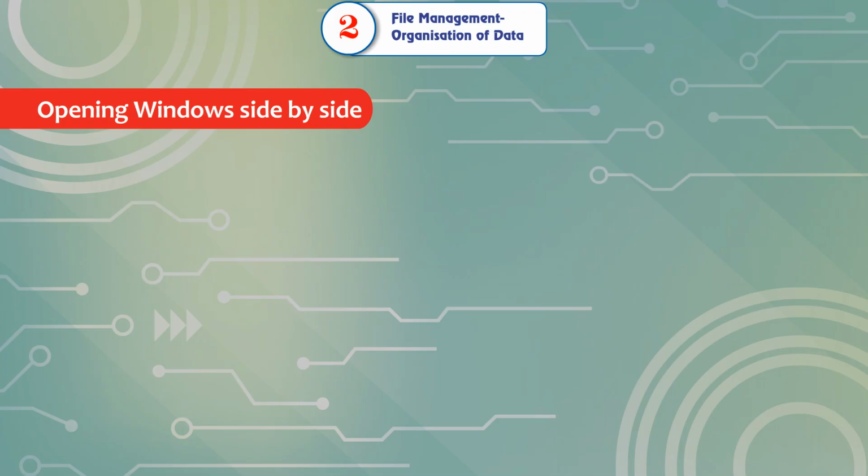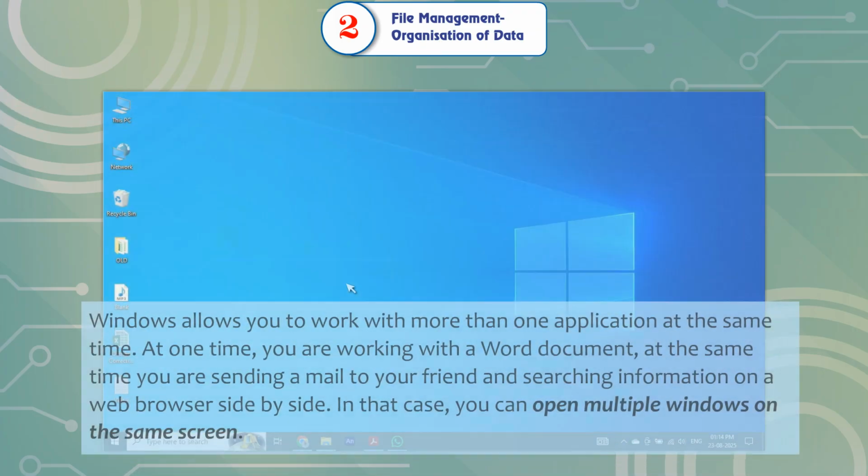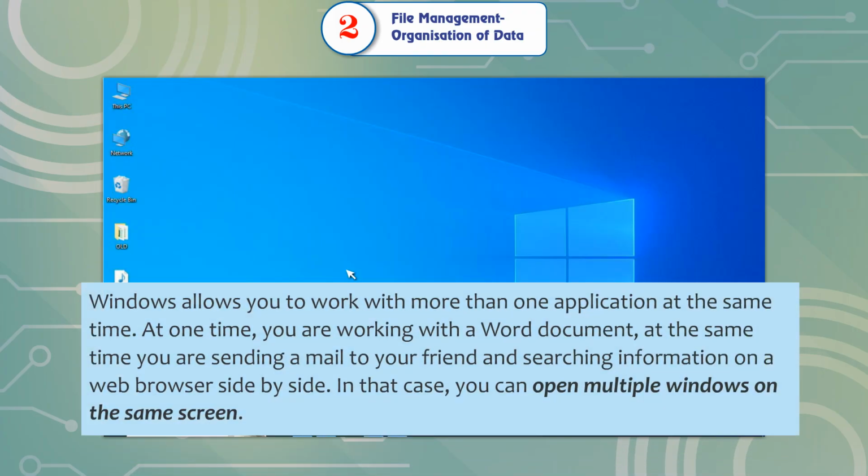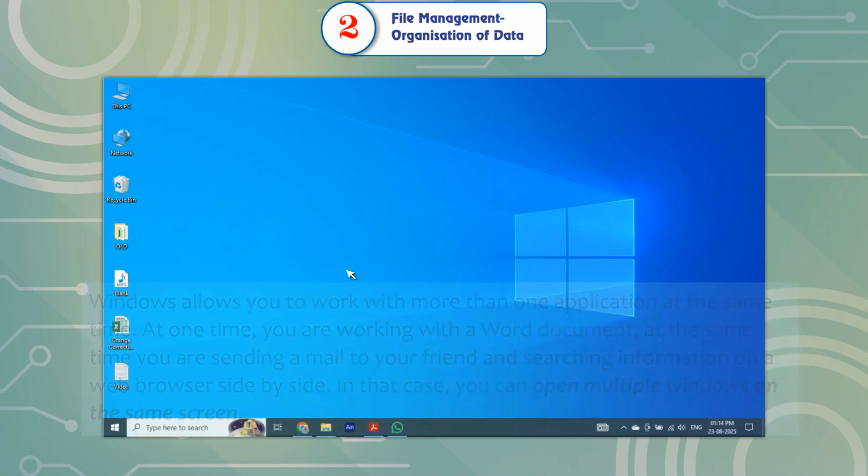Opening windows side by side. Windows allows you to work with more than one application at the same time. At one time you are working with a Word document. At the same time you are sending a mail to your friend and searching information on a web browser side by side. In that case, you can open multiple windows on the same screen.